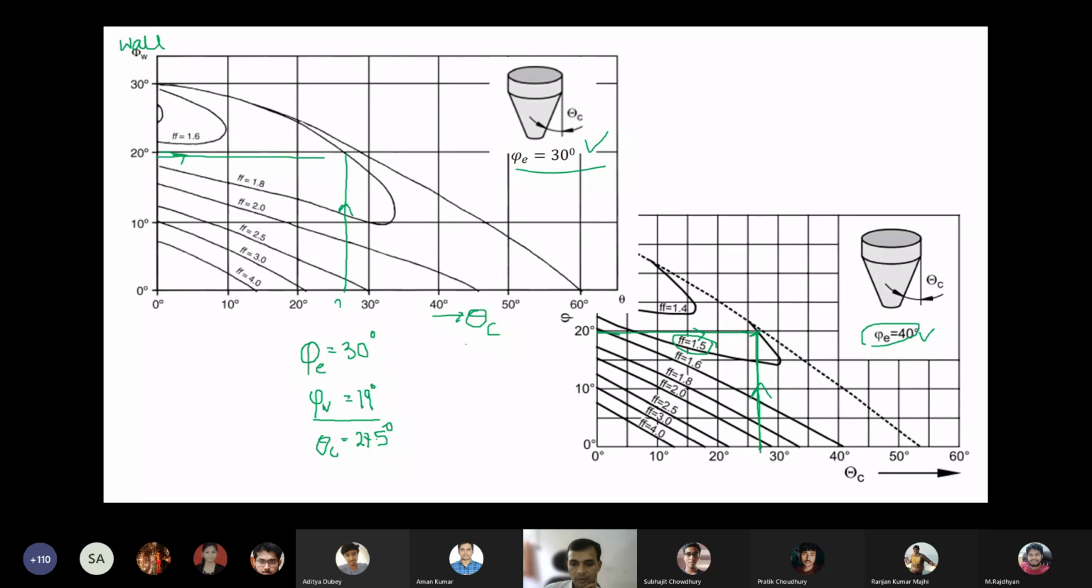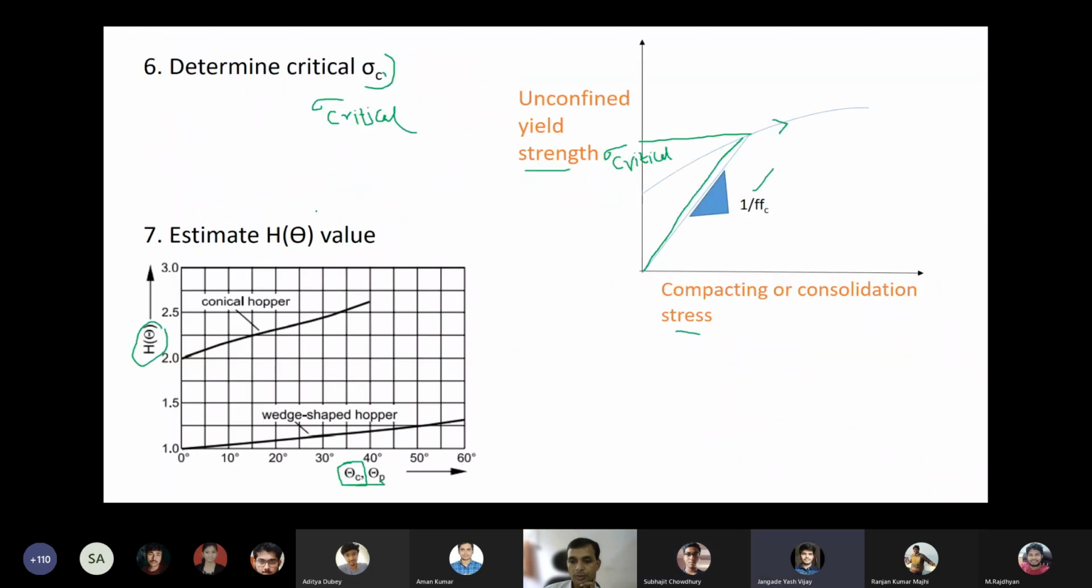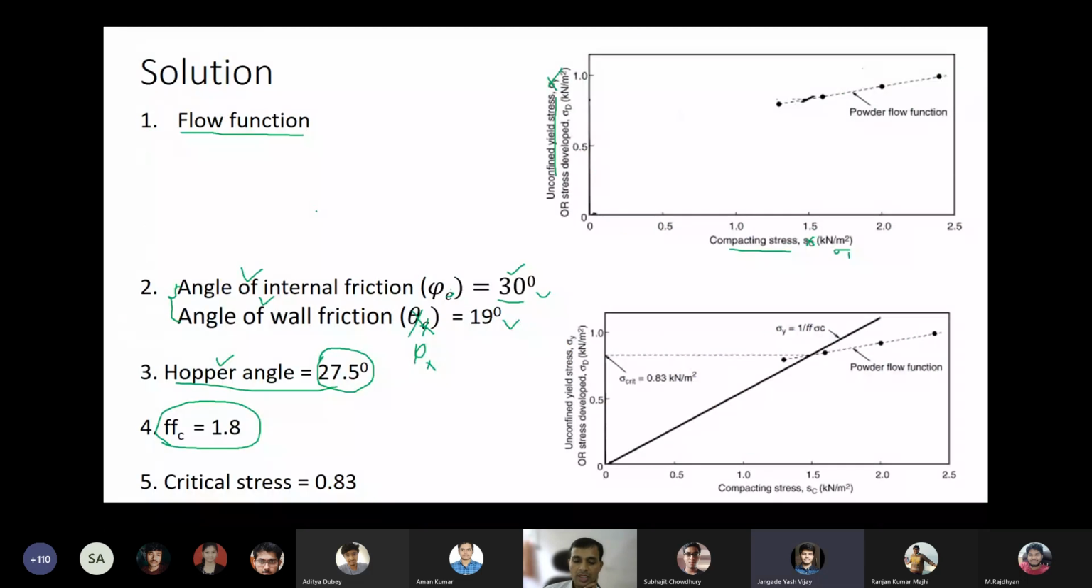27.5, and this is the 19. We will see where it intersects. So it intersects on this line. And this line represents what? The FFC value. FF is 1.8. Yeah. Thank you. So FFC is 1.8. I got the FFC value.